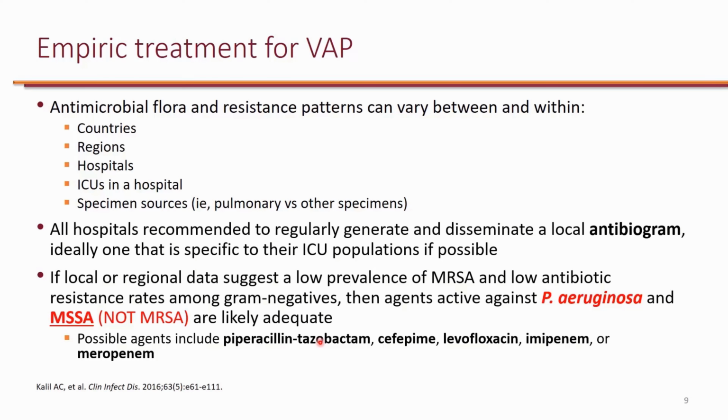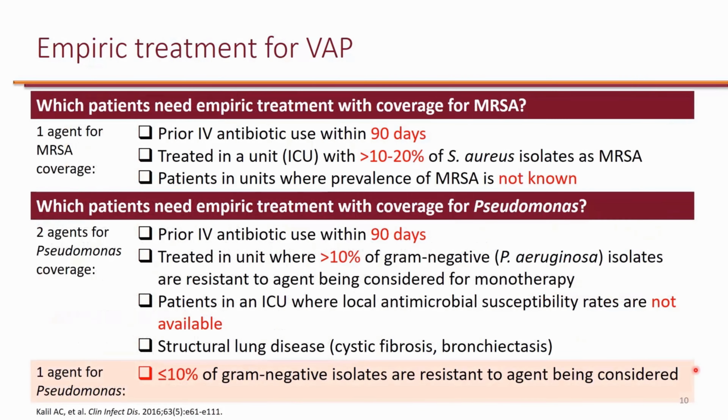So piperacillin-tazobactam and cefepime, for example, cover Pseudomonas as well as MSSA. And while they do not cover MRSA, if based on local resistant patterns we think that it's unlikely to have VAP due to MRSA, it will be okay to use them. Now, who exactly needs to receive empiric coverage for MRSA?